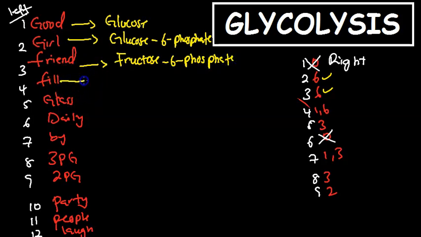What about number 4? In this case, number 4 is Fru. This actually stands for fructose as well. So what do we have on number 4? We have 1,6. Instead of 6 here, it is 1,6. It's going to be what? This time around, it's not going to be phosphate, it's going to be bisphosphate.